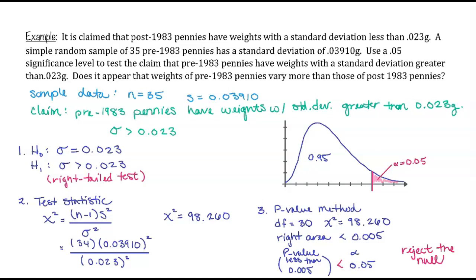Adding this to our picture would look something like this. Since our p-value is smaller than alpha, our test statistic must be really far out to the right. The p-value is less than 0.005.